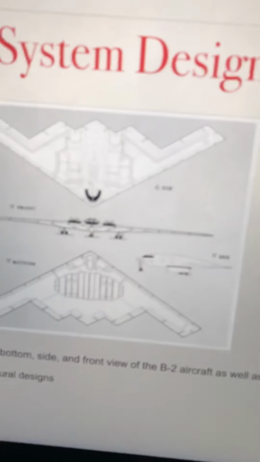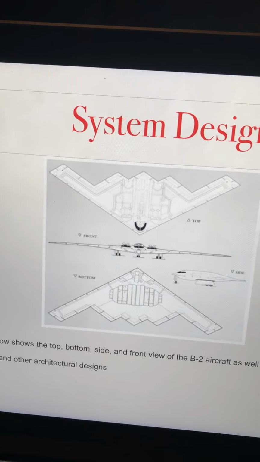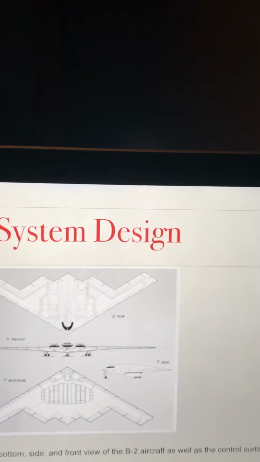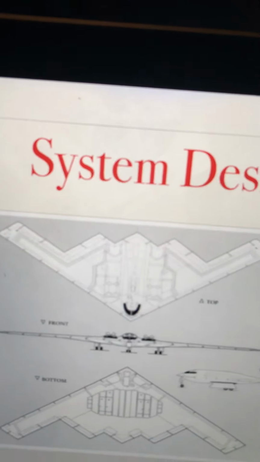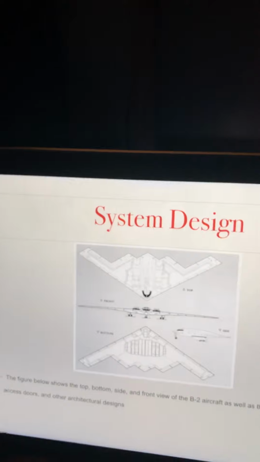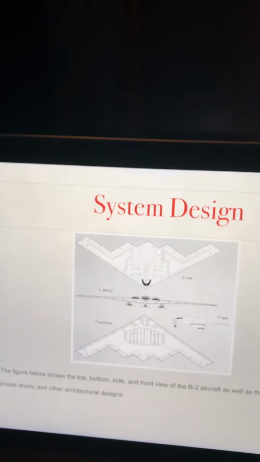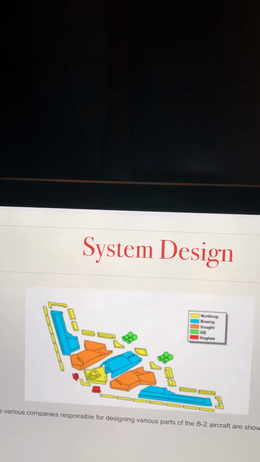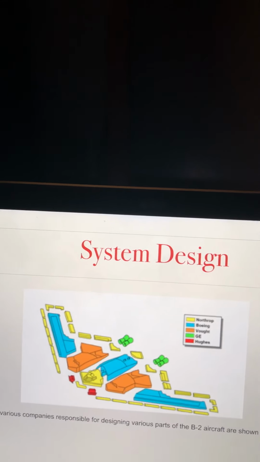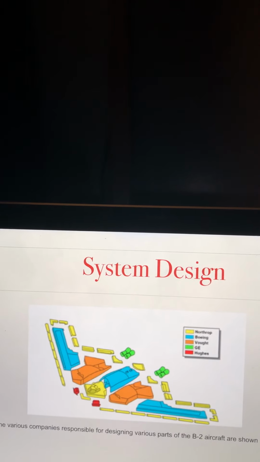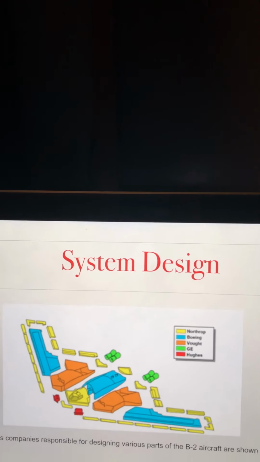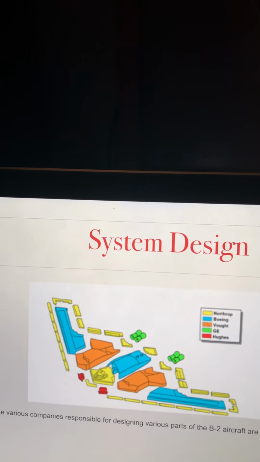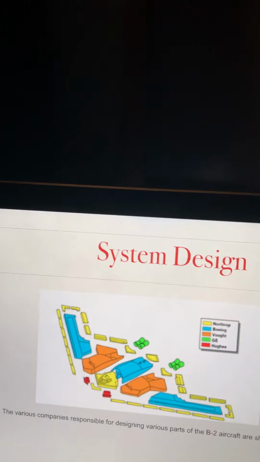So this is a picture of the top, the front, and the bottom. The figure shows the top, bottom, and side view of the B-2 aircraft, as well as the control surfaces, the access doors, and other architectural designs. This is also included in the final report of the paper, for better understanding of the overall system. And this diagram shows all the companies responsible for designing all the different parts of the B-2 system, such as yellow indicating Northrop, blue indicating Boeing, orange indicating Vought, green indicating GE, and red as Hughes.